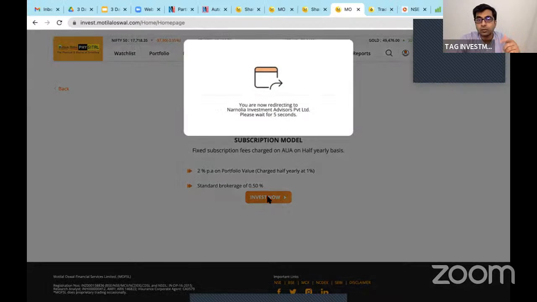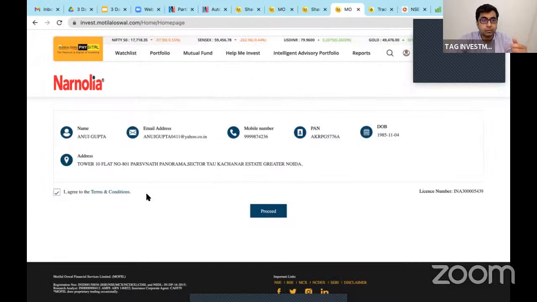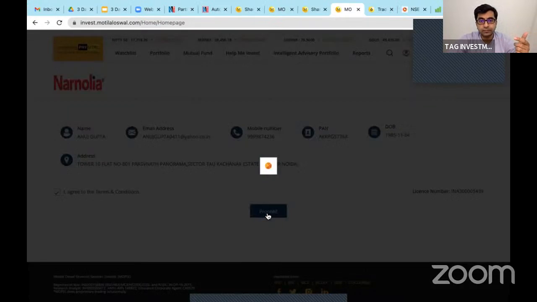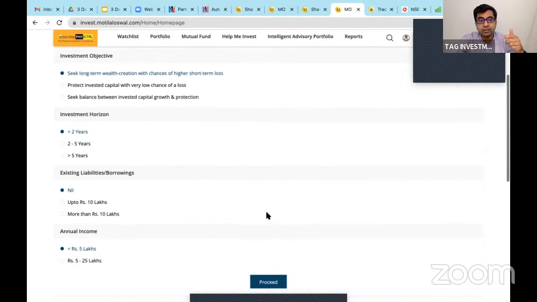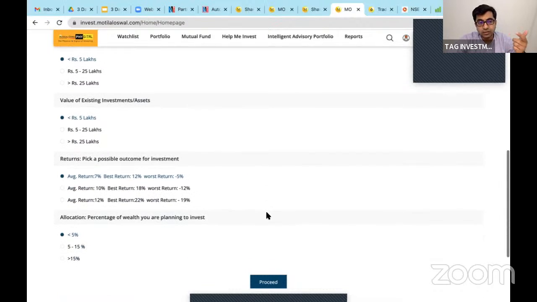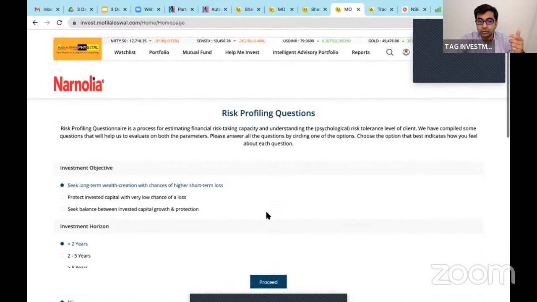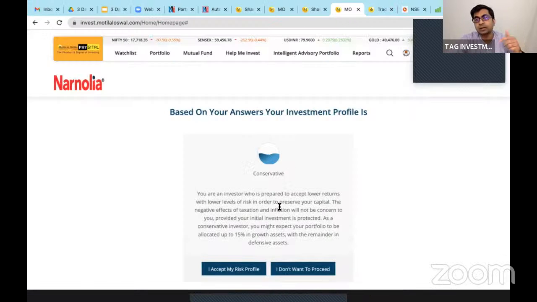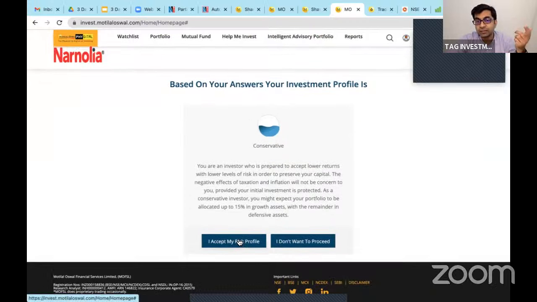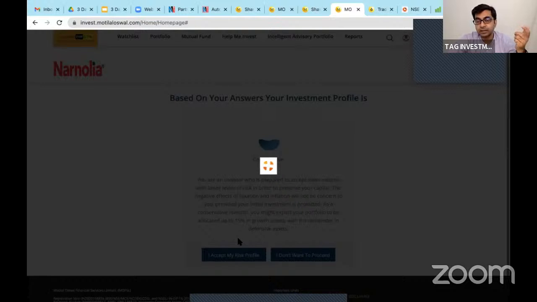So supposedly if you want to invest in this portfolio, what you just need to do is click on proceed. Then again, risk profiling questions are asked. You fill up these risk profiling questions as per your choice, and then you click on proceed. Now supposedly you click on proceed here. As per my risk profile, or as per the questions which I answered, it came out to be conservative. I say okay fine, I accept my risk profile, and I click ahead.